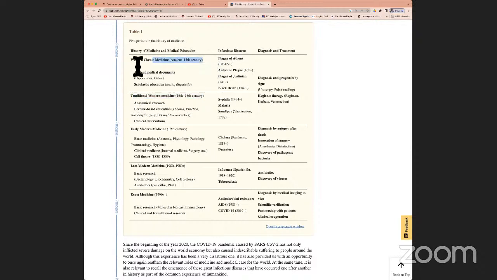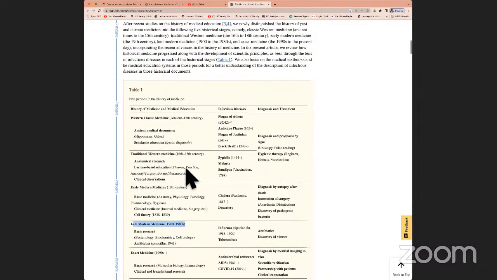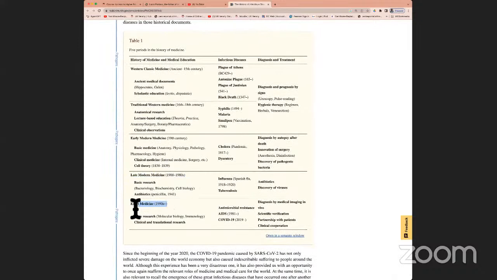So there are 5, as you can see, periods which we need to look at broadly just to bring our knowledge up to date with regards to how the field of medicine has progressed. So we have ancient to 15th century, 16th to 18th century, early modern medicine of the 19th century, late modern medicine of the 19th century to the 1980s, which is the early 20th century, and then anything which is basically beyond 1990.